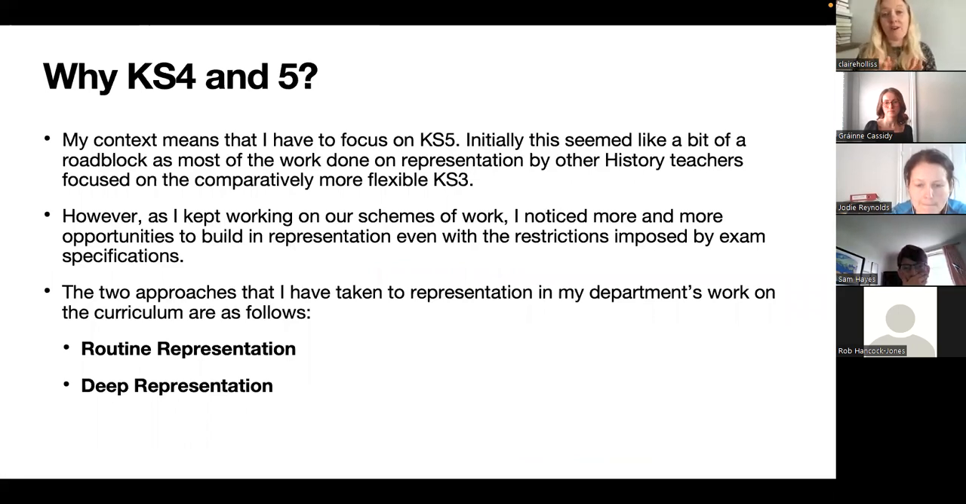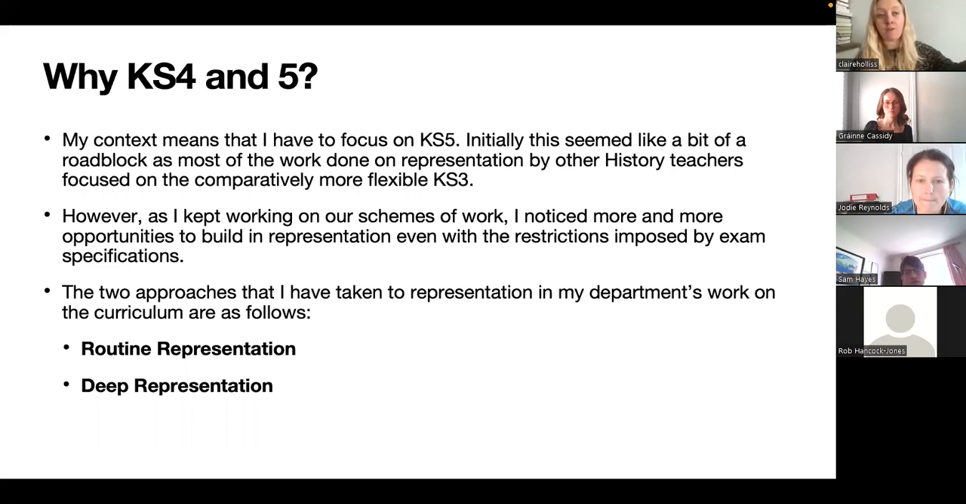That then brings us to the question of how, because it's all very well for me to sit here and say, yes, we need to represent these comparatively neglected or underrepresented stories in our curriculums, but how do you go about doing it? Particularly, how do you go about doing it at Key Stage 4 and Key Stage 5? Now, I've obviously had to think about that because I teach at a sixth form college, so I just teach Key Stage 5. And this presents a few more complications.